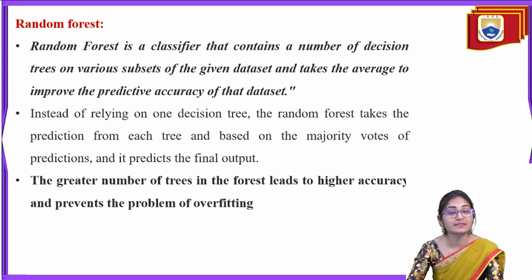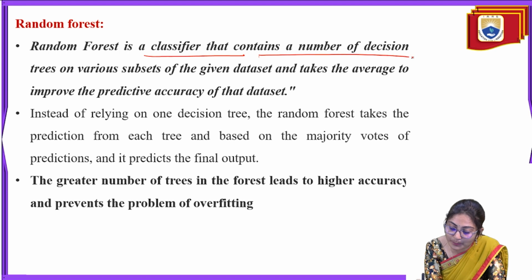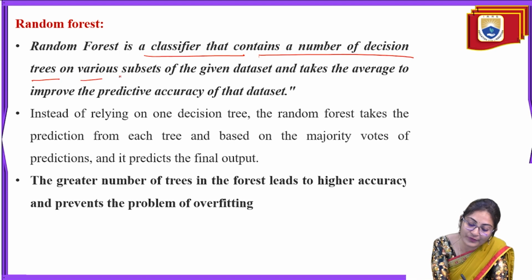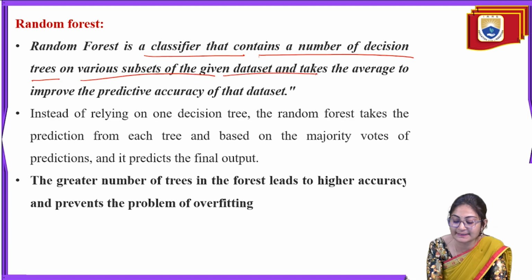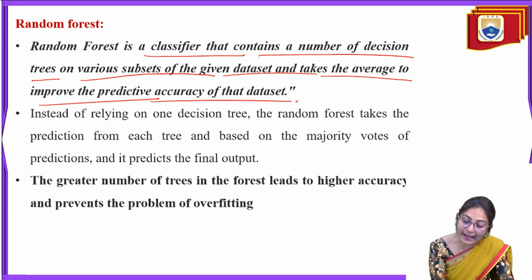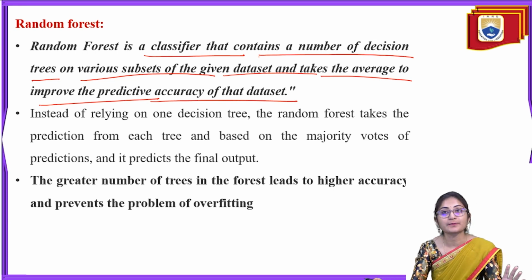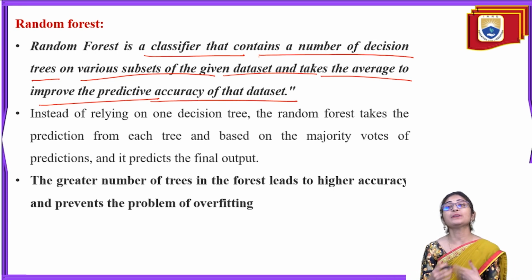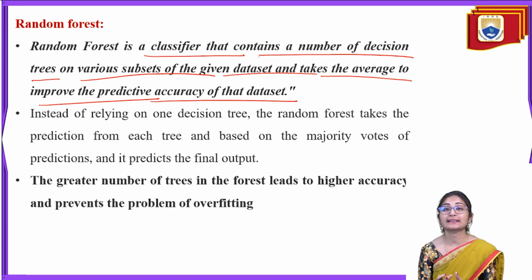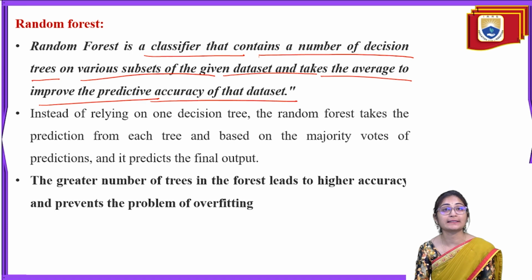Now random forest. The random forest is a classifier that contains a number of decision trees on various subsets of the given data set and takes the average to improve the predictive accuracy of the data set. Random forest is a classifier. It will contain so many trees. It will contain various subsets of the data set. It can take the average of the data and with that it can improve the accuracy of the data set.